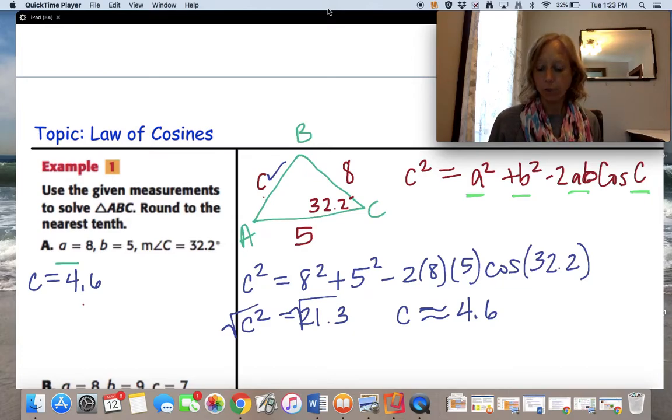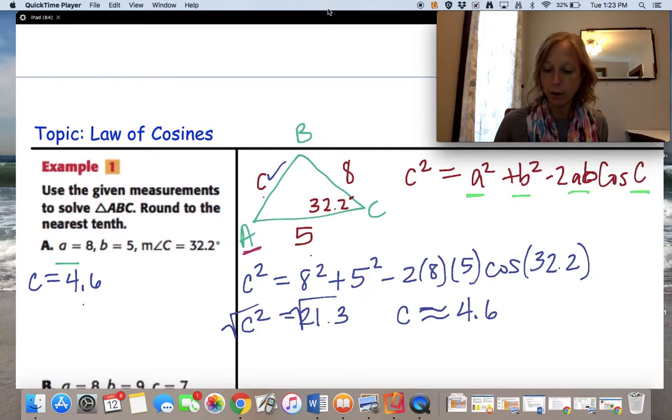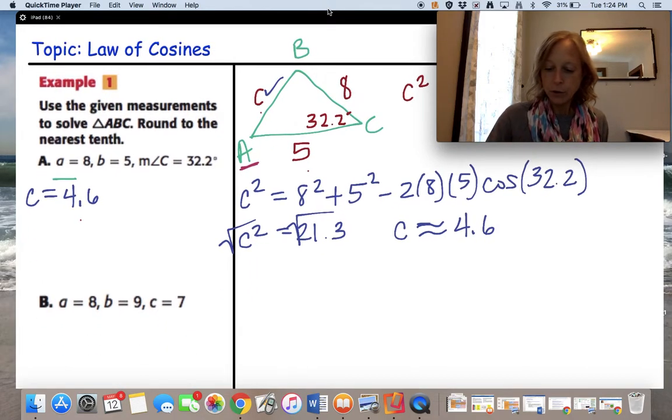Okay, 4.6, 5, and 8. Those are our three side lengths. 8 is the biggest, which means A is the largest angle. So we are going to solve for angle A before we go on to B. Largest angle first. To solve for angle A, I need to use the two side lengths that are next to it, and then I'll also have to use the side length across from it.